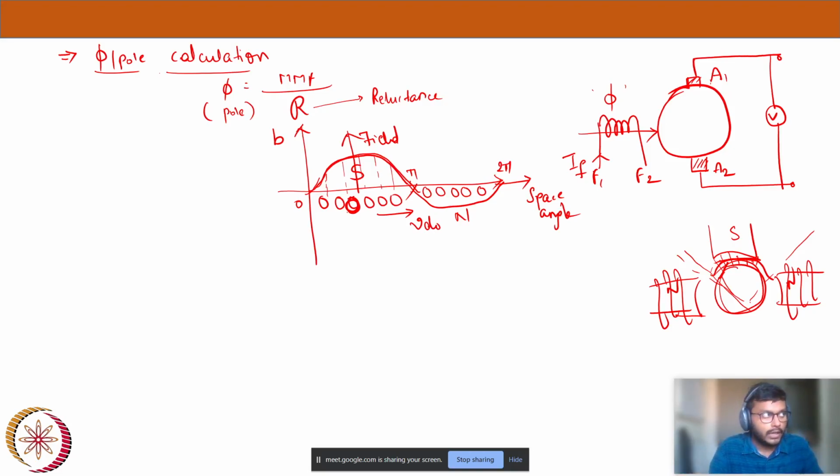Hello. Sir, please confirm for me that for a motor we apply the left hand rule, no? It's common for motor or generator. It's a DC machine.